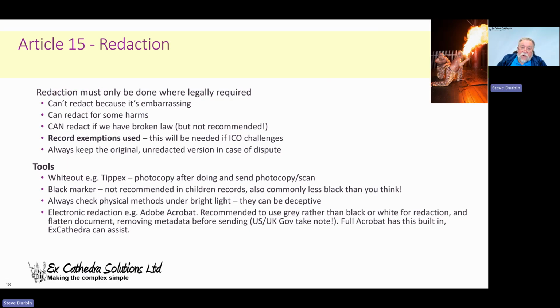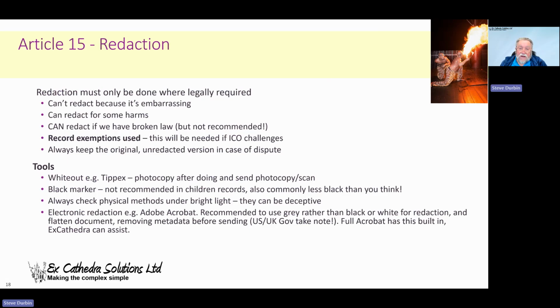So how do you redact? Well, a lot of people use whiteouts, Tipp-Ex, the common brand name, okay, and then photocopy and then send the photocopy. That's perfectly fine. Don't just use it on a piece of paper you printed out because it can just be scraped off with a razor blade. Black marker is not recommended, okay, partly because the Children's Commissioner has said that you shouldn't redact children's records in particular with black because it's obstructive to them. You should use a neutral colour. I tend to use 18% grey, which works fairly well, okay, and is less threatening than black. But it's also commonly less black than you think.